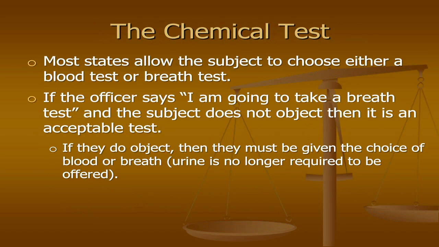The chemical test. When you are arrested, you have the choice of a blood test or a breath test. Urine is no longer a test that has to be offered. If the officer says, I'm going to take a breath test, and the subject does not object, then it is a legal, acceptable test. However, if the subject does object, then the officer must give the test that the individual requests. If it's a breath, he has to give a breath. If it's a blood, he has to give a blood. And there are reasons to do one test over the other. There's good reasons to do the breath test, and frankly, there are good reasons to do the blood test.